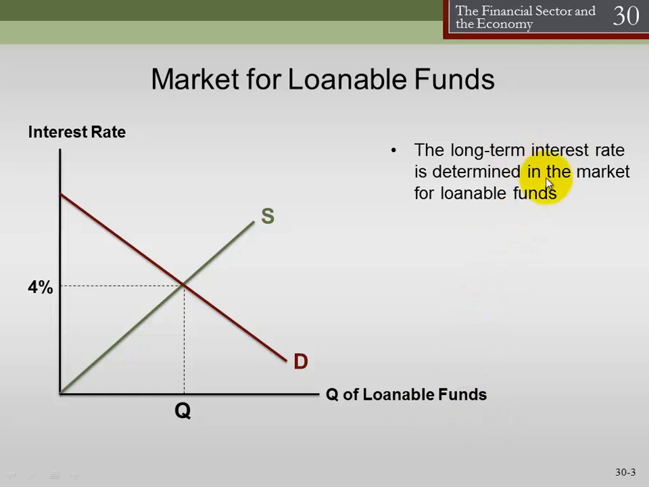So this long-term interest rate's determined within this loanable funds market, and we can see it's just the interaction of the demand for loanable funds. All right, if I demand loanable funds, what does that mean? It means I want to borrow. And the supply of loanable funds. If I want to supply loanable funds, what does that mean? I want to lend. So it's the supply and demand of the borrowers and the lenders.